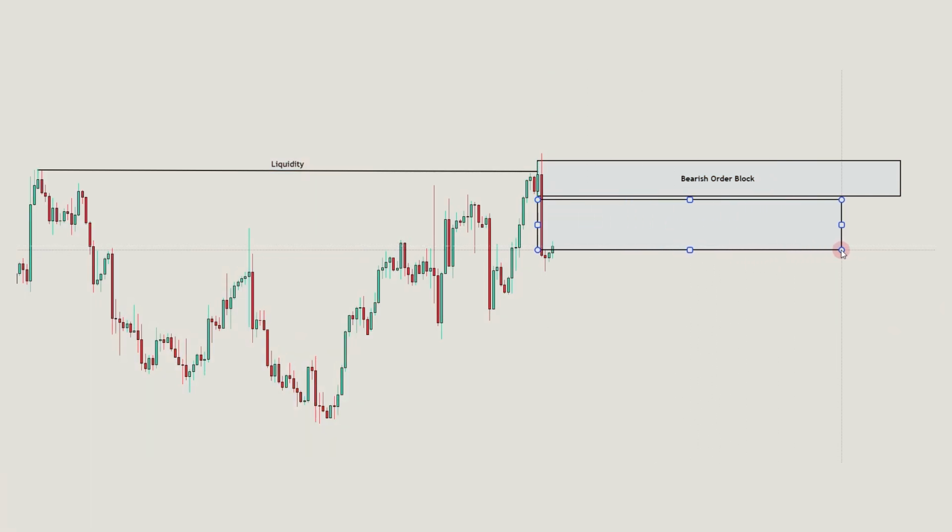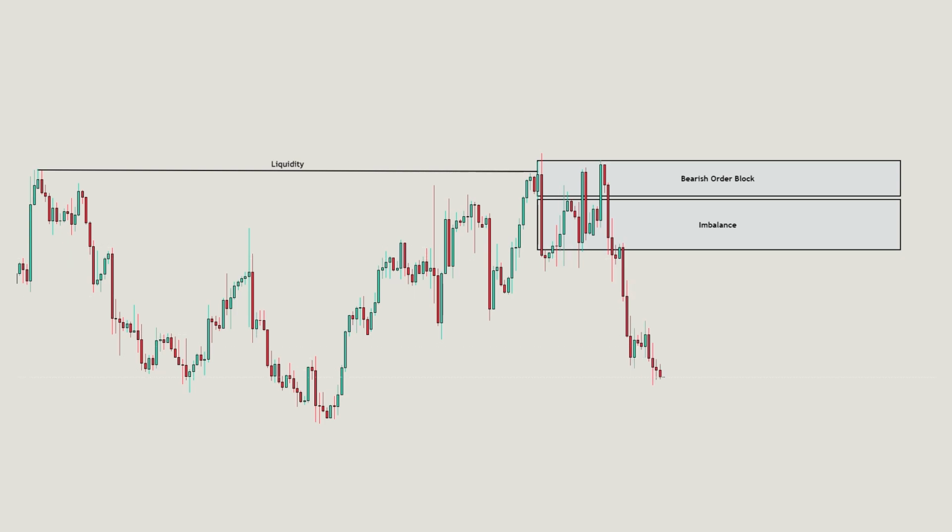The third thing is the presence of imbalance right after the block. If after the order block a strong impulse with a gap in the price was formed, it is a sign that the market moves so fast that the orders did not have time to be executed, and the market is likely to come back to get them.